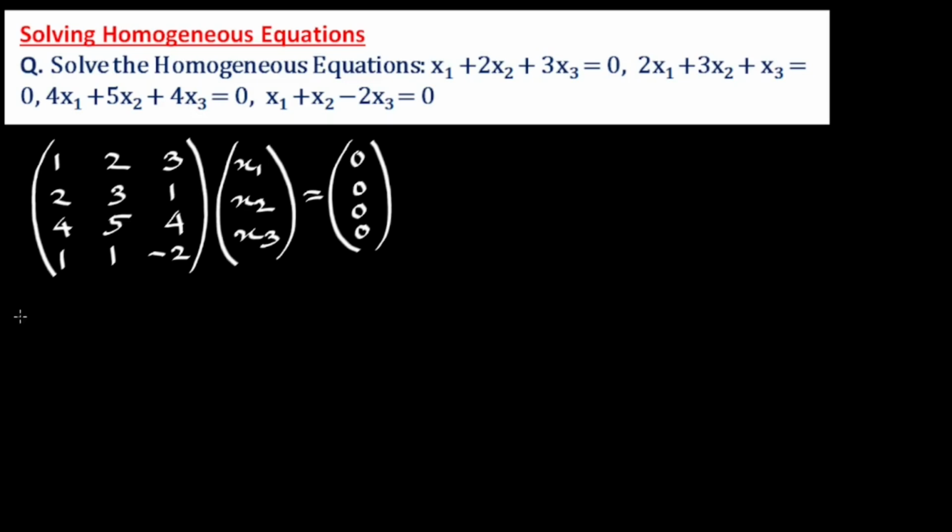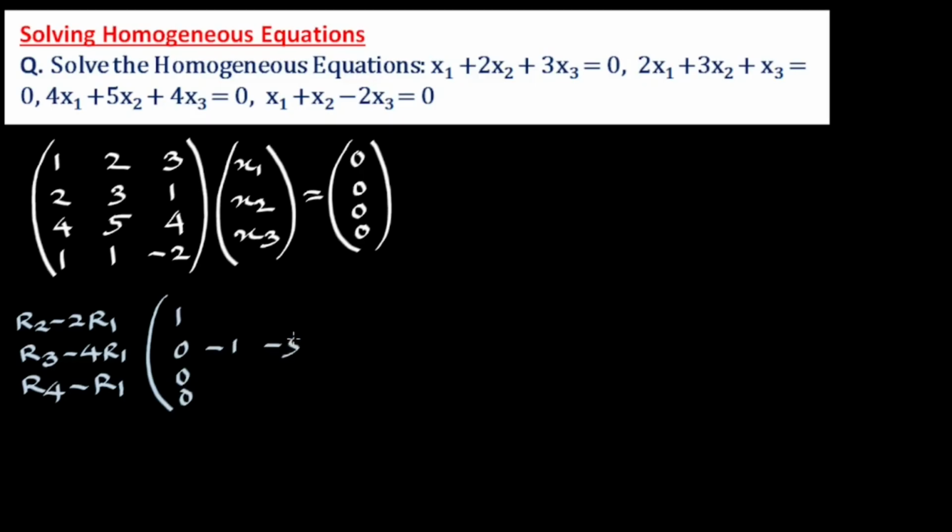So we perform R2 minus 2R1, R3 minus 4R1 and R4 minus R1. Elements below this leading one, which are 2, 4 and 1, will become 0. So we write them first 0, 0, 0, then minus 1, minus 5, minus 3, minus 8, minus 1, minus 5, and the rest as it is.